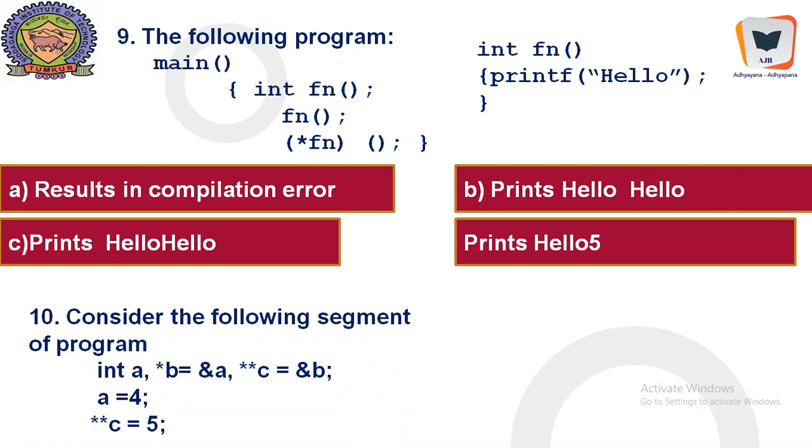Consider the following segment of the program: integer a. Okay, b equal to ampersand of a. That means b holds a pointer. B holds the address of a, and this is a pointer to pointer. Okay, b is a pointer. C is a pointer to b. Therefore, it is pointer to pointer.